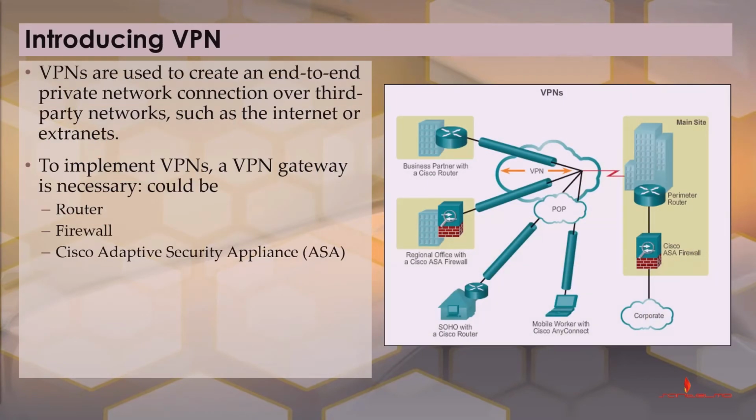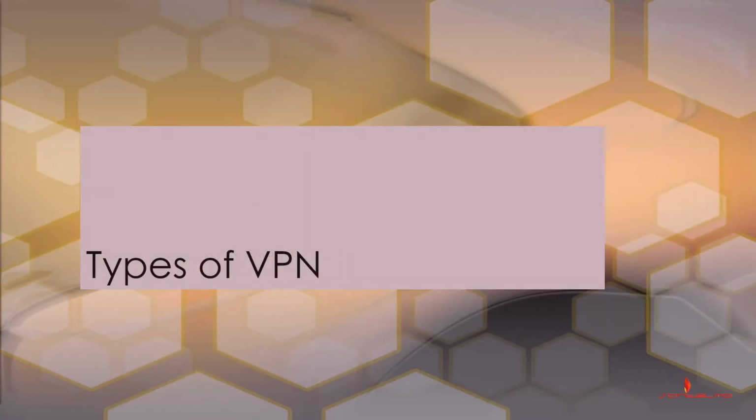Let me give you a short overview about VPN before we proceed with the demo. Basically, VPNs are used to create an end-to-end private network connection over a third party, such as the internet or the extranet. If you have two or more sites that need to be connected, the most economical solution is via VPN. Now, to implement VPN, a gateway is necessary. It could be a router, a firewall, or an Adaptive Security Appliance, or ASA.